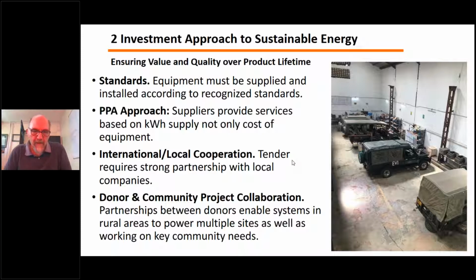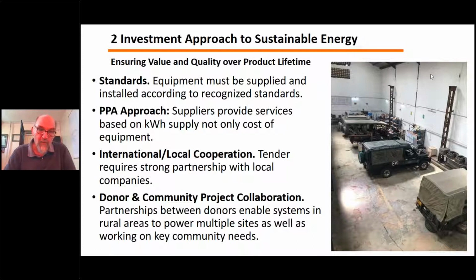So that's a picture of an electric vehicle manufacturing plant in Nairobi, Opibus. Electric vehicles are coming, just wanted to point that out, but we need to have standards. We need to have a PPA approach in the investment, local and international cooperation. Quite often, the company that wins the bid is an international company, but it has to have a strong local partner. So that kind of needs to be required.